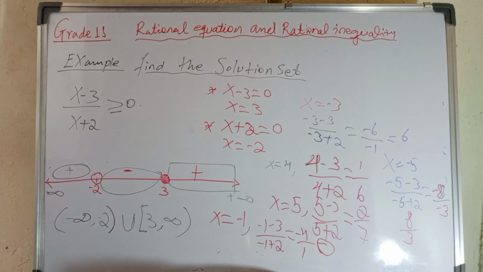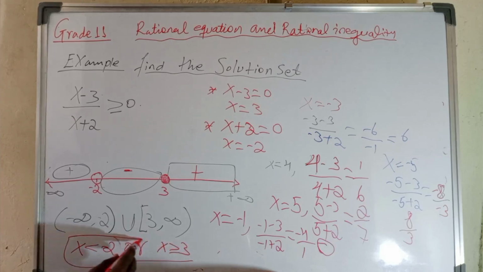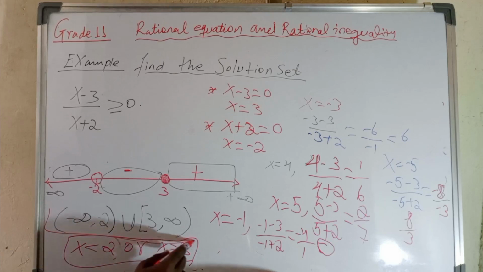Now let's express the same answer using inequalities. How can we state that? x is a number less than negative 2, x is less than negative 2, union, or the number including 3, greater than or equal to 3. x is greater than or equal to 3. Here is the same answer as here.